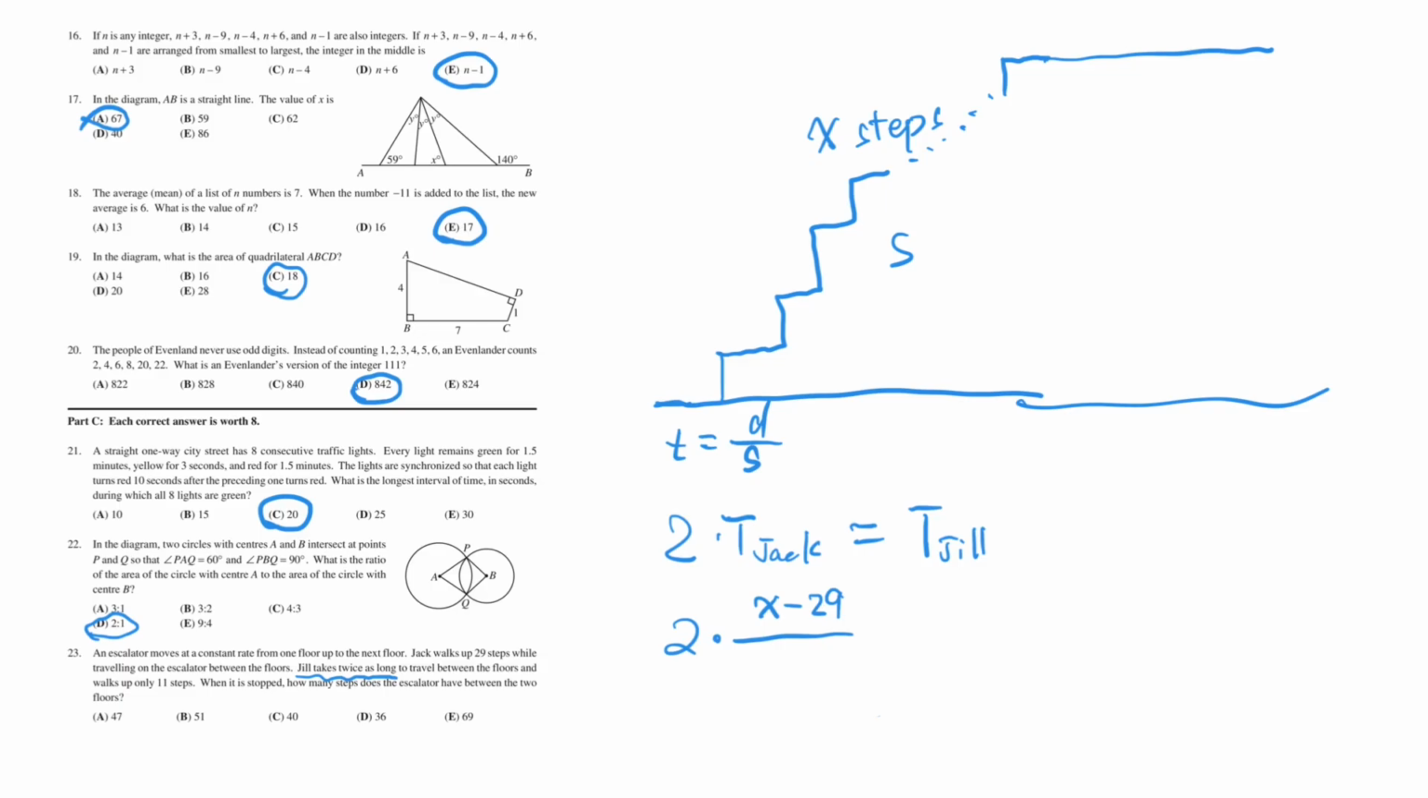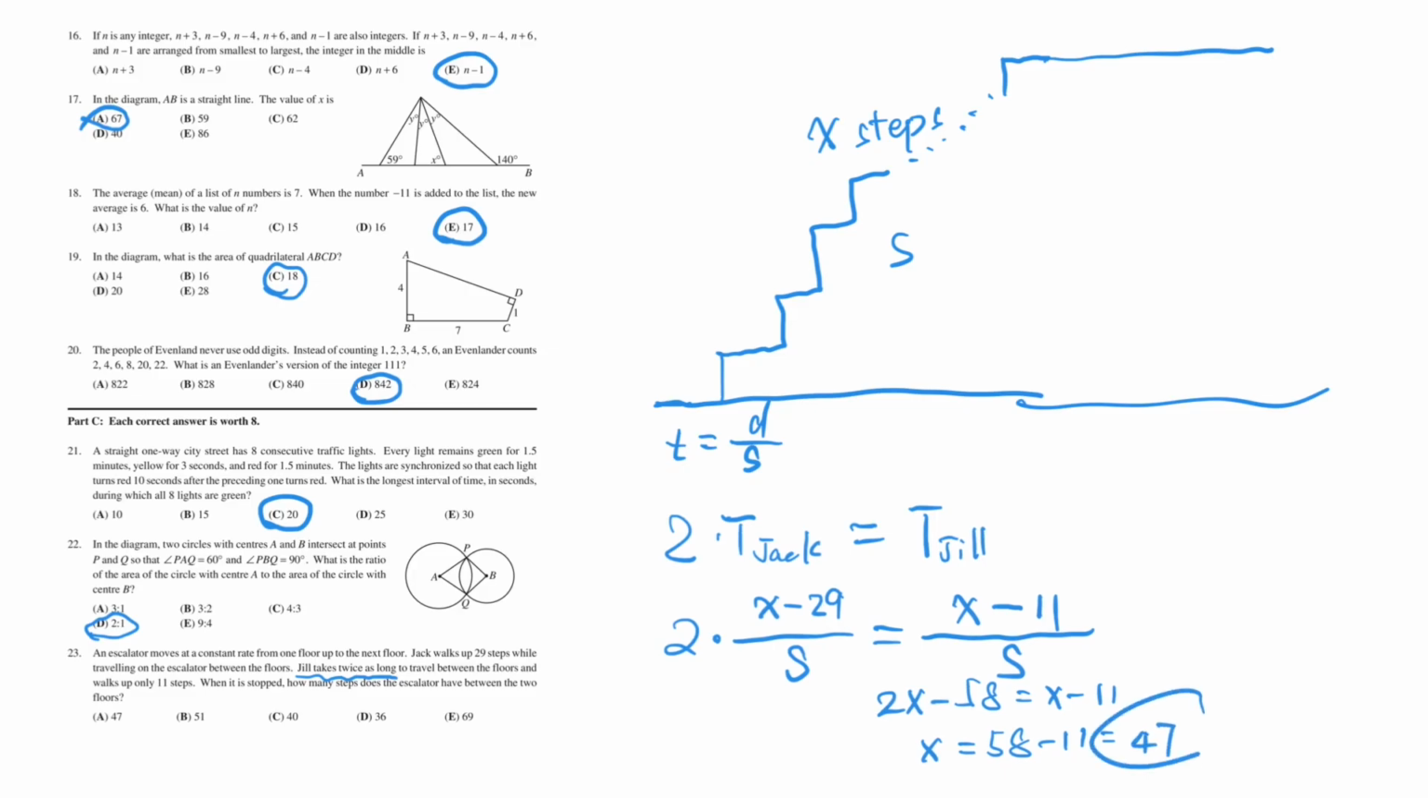So distance divided by speed equals the time for Jill. The number of steps between two floors is x minus the 11 steps Jill walks up, divided by s. Now in the equation both sides cancel s. 2x minus 58 equals x minus 11. X equals 58 minus 11. That's 47. Therefore, the answer of 23 is A.